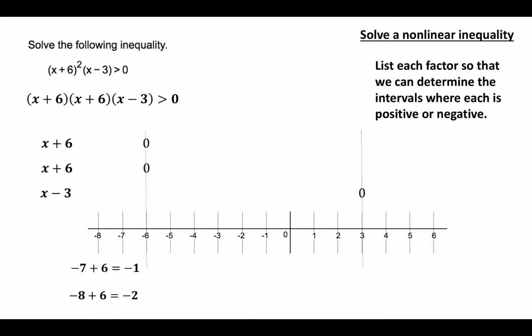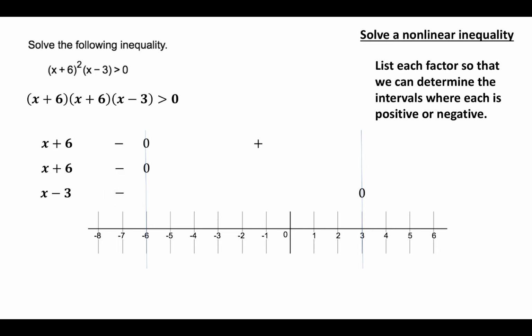If we substitute values that are less than negative 6 into the factor x + 6, such as negative 7 or negative 8, the result would be negative. So we'll place a negative sign in this region that corresponds to the factor x + 6. Since the second factor is the same, we'll place a negative here too. Likewise, if we substitute values that are less than negative 6, such as negative 7 or negative 8, into the factor x − 3, it would also be negative.